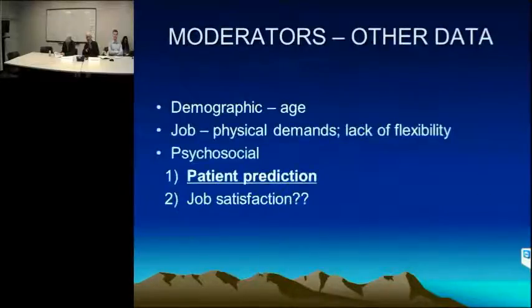If we look at other data from many other studies, age is a factor in predicting outcome. Older people do not recover as well. Job variables, as Judy Turner and others found, are important. As far as psychosocial issues, patient prediction is very important. It's been shown in study after study. Interestingly enough, a lot of people cite the Boeing data study done in the 1980s and 1990s of job satisfaction being predictive. It is not on a consistent basis.